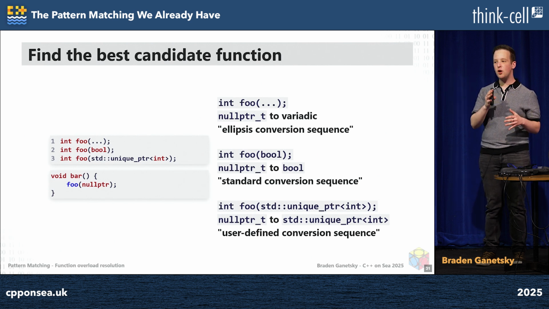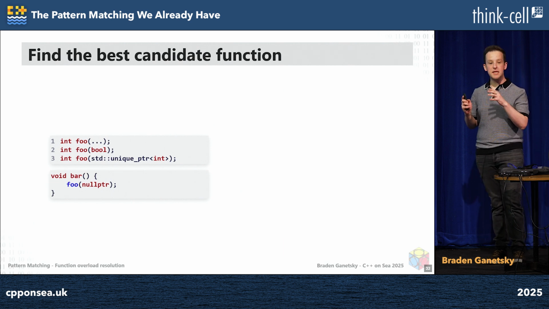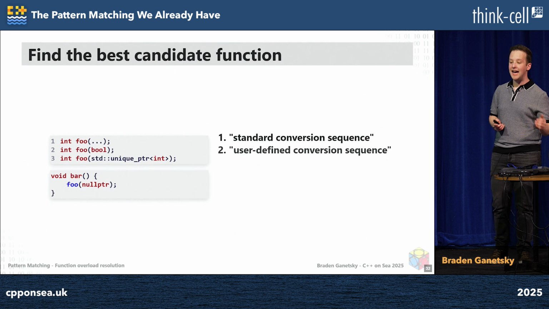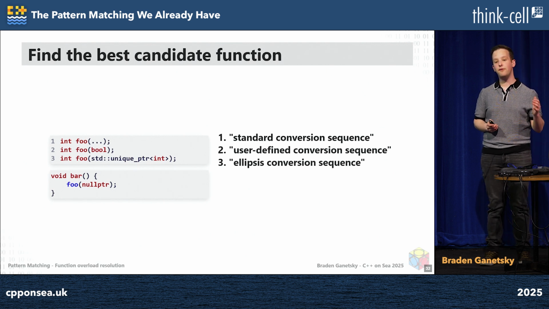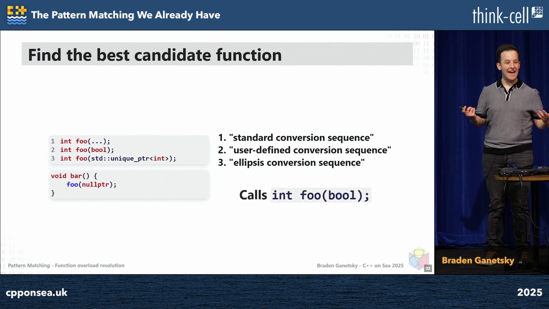And if there were multiple arguments and parameters, then yes, you would have to rank those as well based on partial ordering. I'm not getting into that in this talk. But what I will show is that these 3 different types are ranked. So standard conversion sequences come first, and then user-defined conversion sequences followed by ellipsis conversion sequences. And so, well, we choose the one that has a standard conversion sequence. And that would be foo of bool. And that's the basics of function overload resolution.